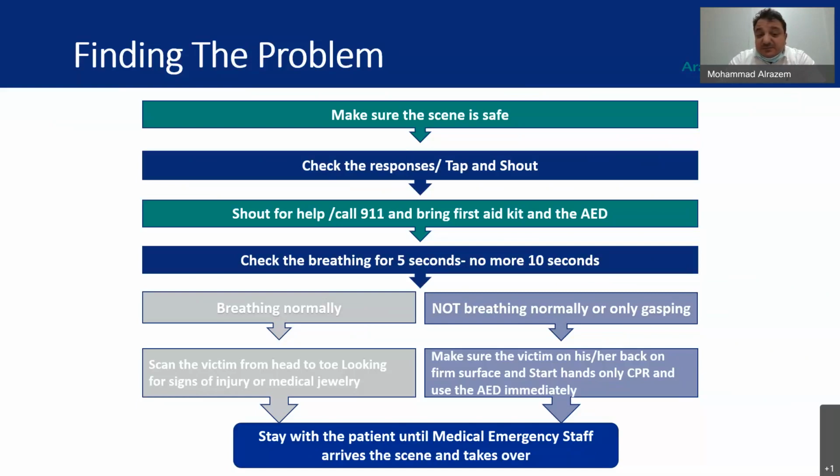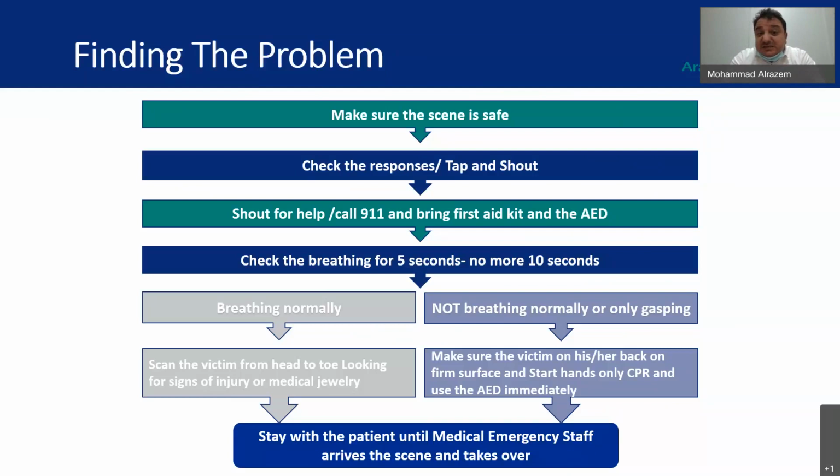You scan the victim from head to toe, looking for signs of injury or medical conditions. You see him from head to toe to check if there is any injury. What are we looking for? We are looking for burn sites, broken bones, bite sites, or bleeding. So remember the 4 Bs: bleeding, broken bone, bites, and burns.